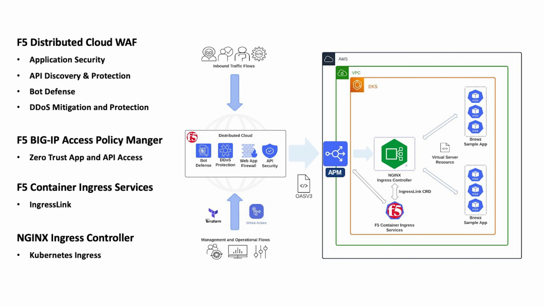We're using BIG-IP Container Ingress Services with F5 Ingress Link to provide integration between the BIG-IP and our Ingress Controller. We're supplementing this with distributed cloud services to provide API discovery features and complementary protection at the edge. Now let's jump into our demo, beginning with F5's distributed cloud services.